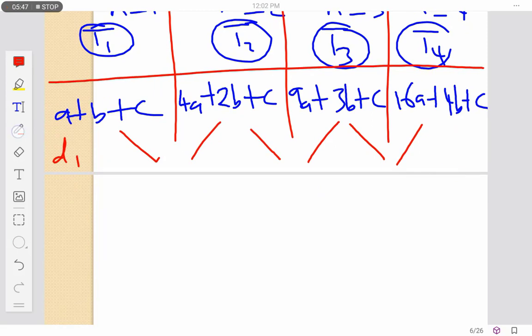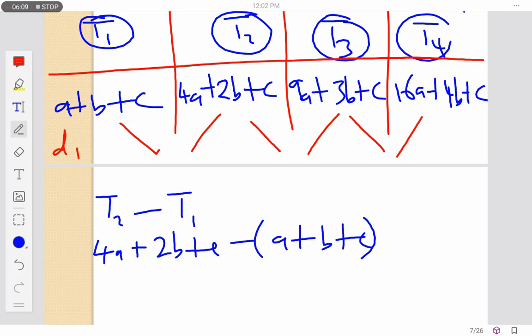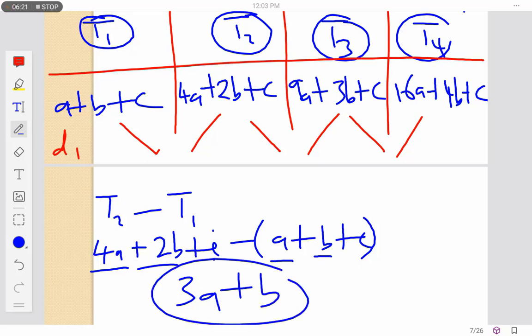For D1, I'm saying T2 minus T1. I will have 4a plus 2b plus c minus a plus b plus c. If we do that, this one and this one will subtract each other. Then I'll have 3a, and 2b minus b gives plus b. Then c minus c gives 0.